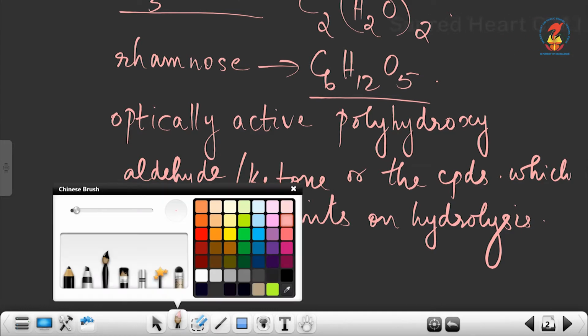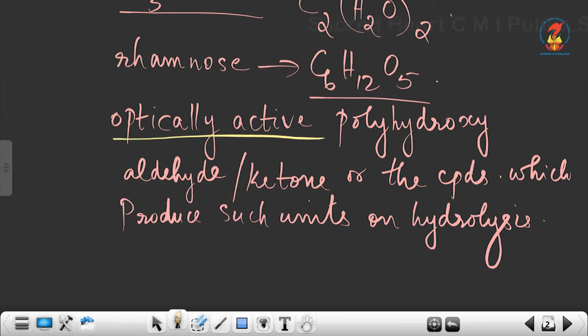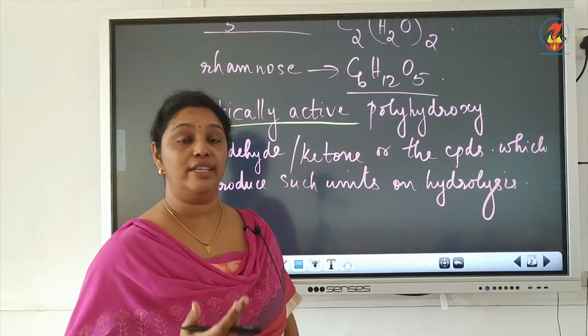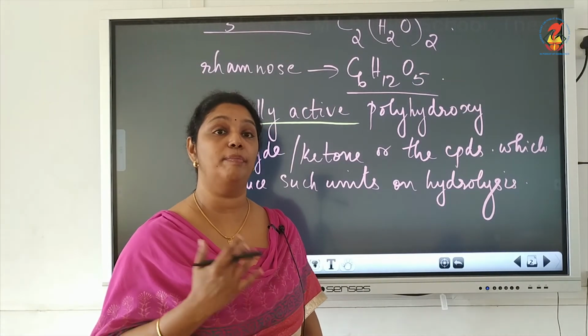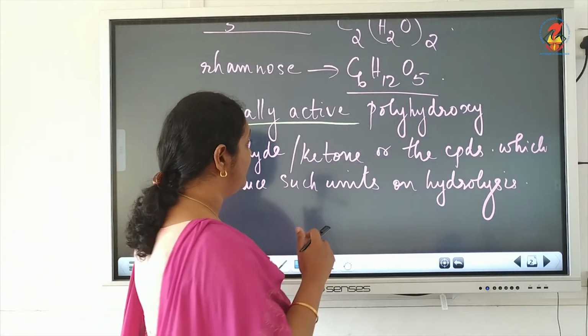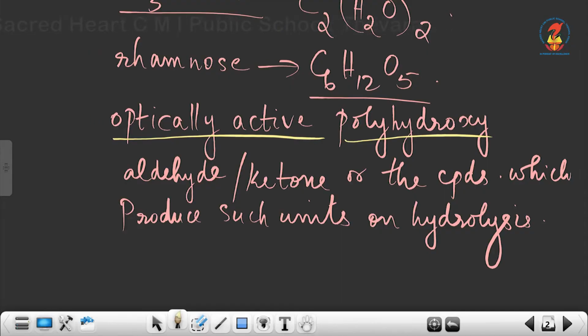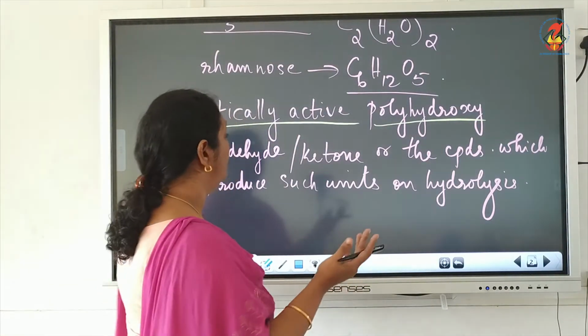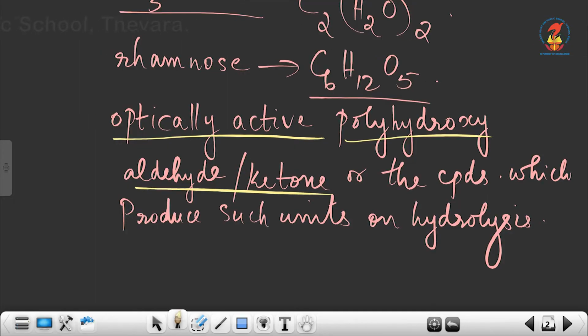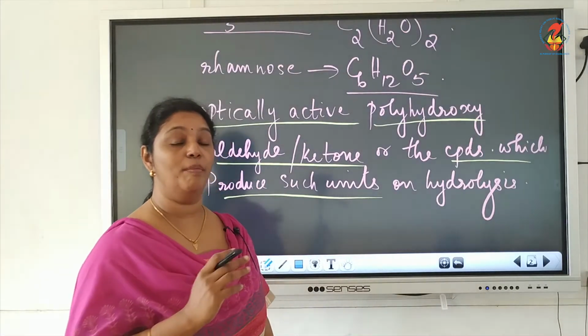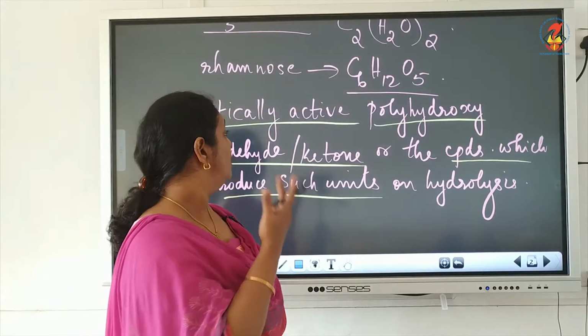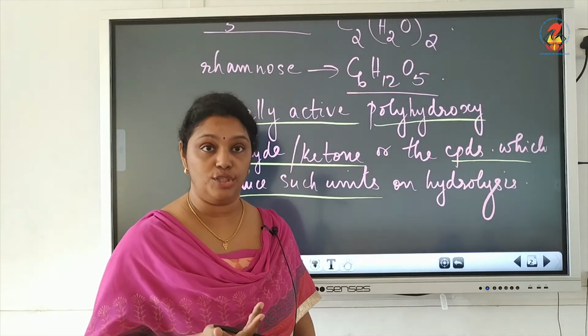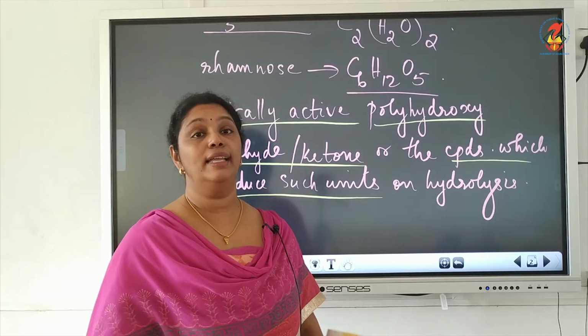They are optically active. Optically active means we know that they can be dextrorotatory or levorotatory, means they will have a plus or minus sign. Optically active polyhydroxy. Hydroxy group is OH group. Poly means 3 or more than 3. Polyhydroxy, they contain the functional group aldehyde or ketone, or the compounds which produce such units on hydrolysis, or if the compound is capable of producing such optically active polyhydroxy aldehyde or ketones on hydrolysis, they can be called as a carbohydrate.